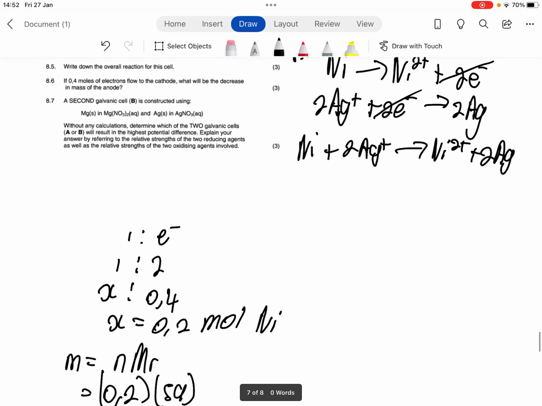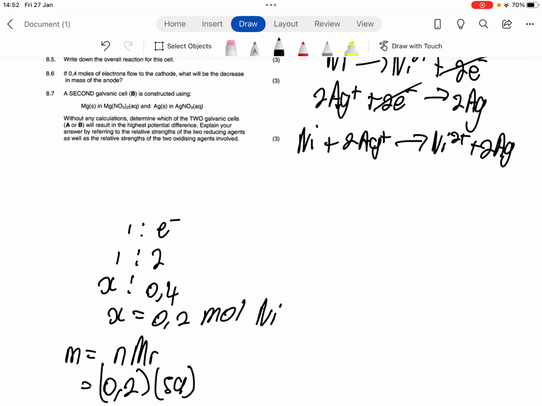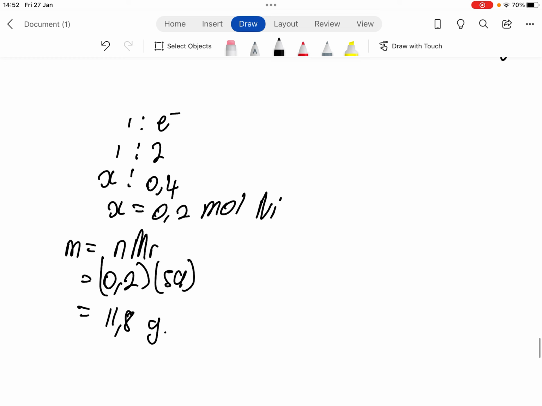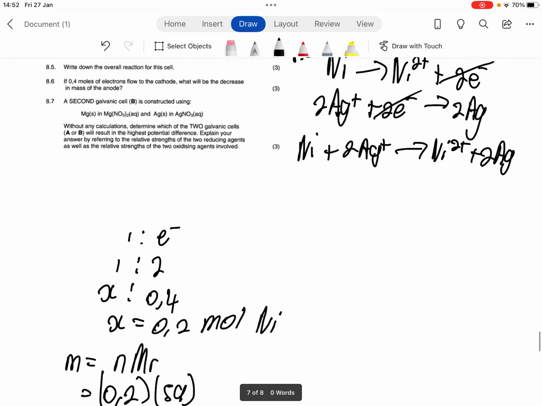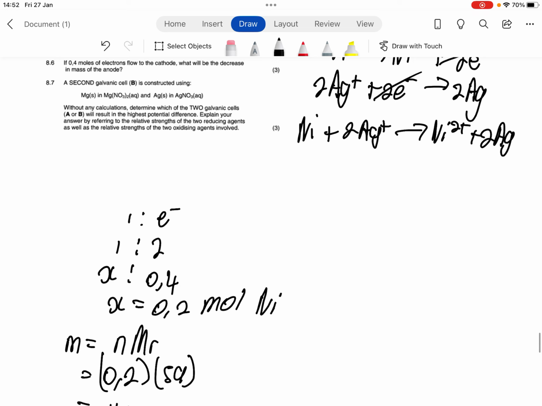Okay, for the next question, it says if 0.4 moles of electrons flow to the cathode, what will be the decrease in mass of the anode? Okay, so I've already written out this answer, and what we're basically going to do is this. They're speaking about the anode. The anode is of course relating to the nickel half cell. So if I just write that again, the nickel half cell is Ni to Ni2 plus 2 electrons. And this is a completed balanced chemical reaction actually.